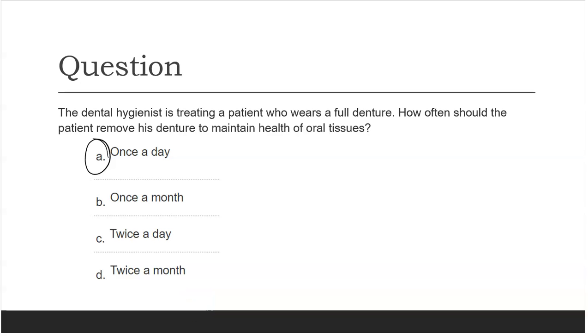All right, that is it. I hope that was somewhat of a good summary. I do encourage you to use the textbook that you have, Darby's Comprehensive Review of Dental Hygiene, and look at all the questions pertaining to this section.